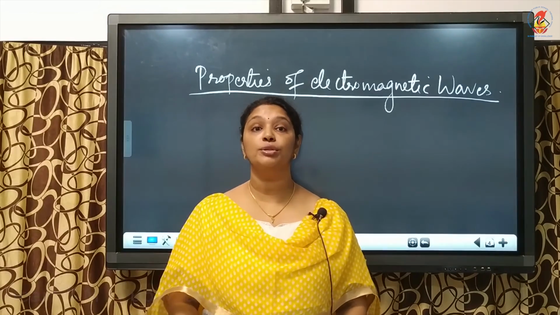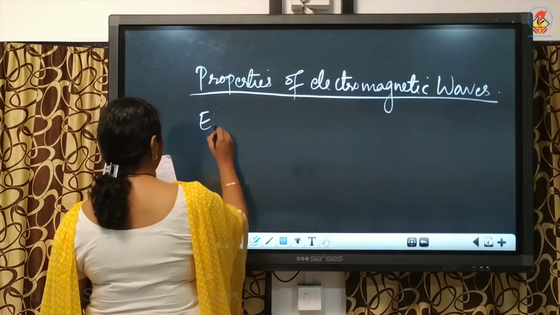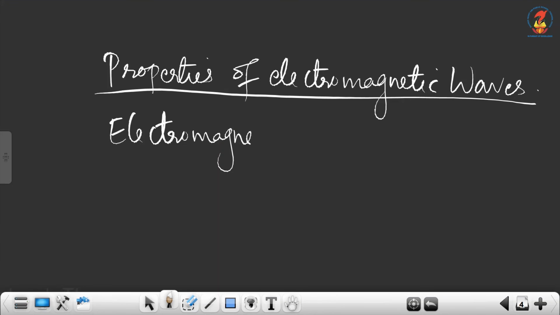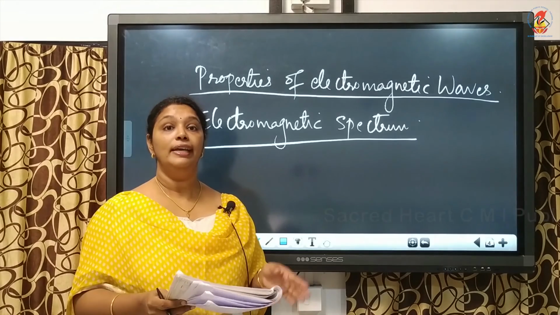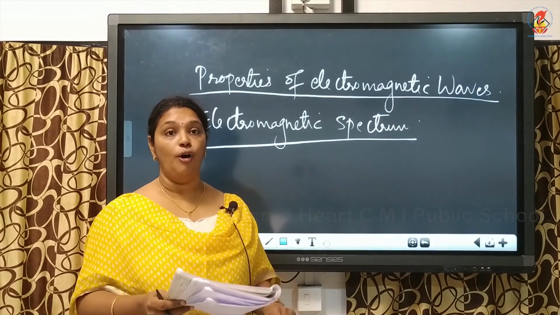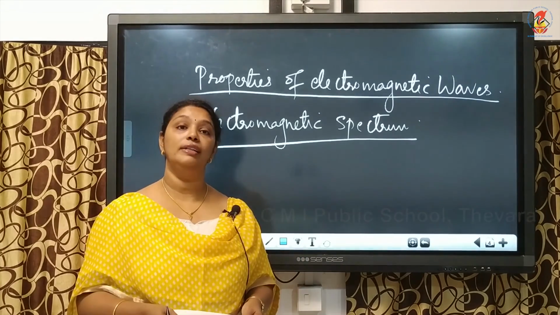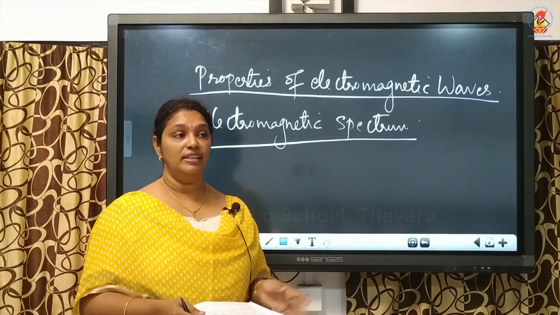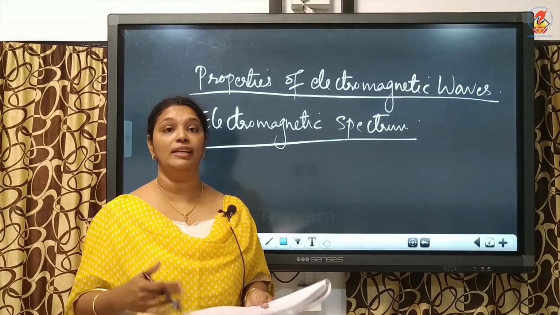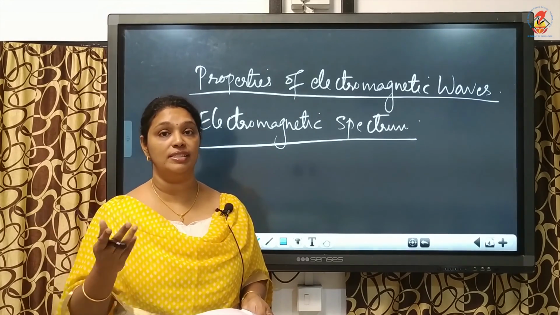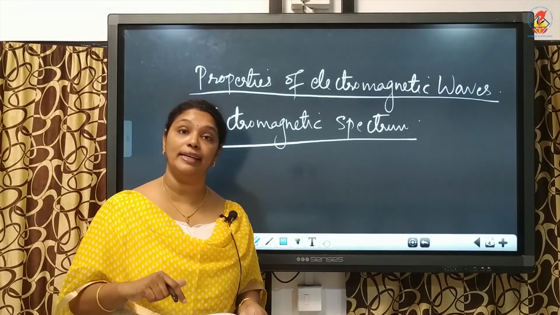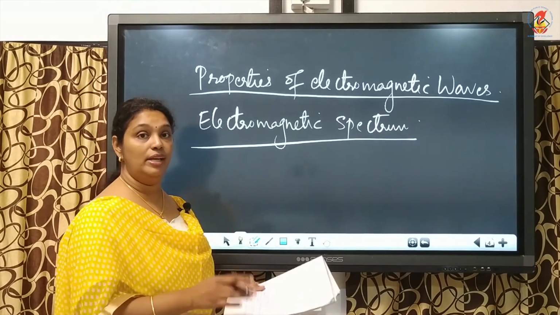So what do you mean by an electromagnetic spectrum? Electromagnetic spectrum means the arrangement of electromagnetic radiation in increasing order of wavelength or decreasing order of frequency. In this spectrum, we have different electromagnetic radiations arranged in increasing order of wavelength, and we know wavelength and frequency are inversely proportional.